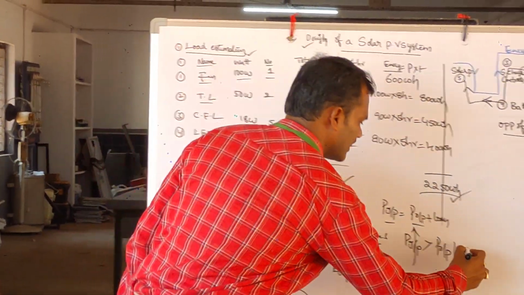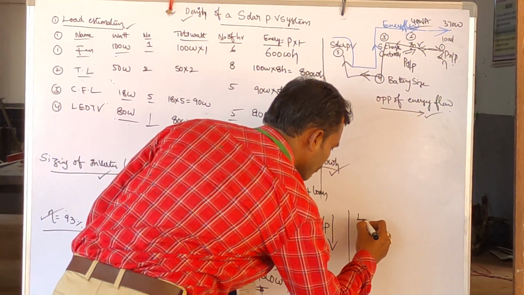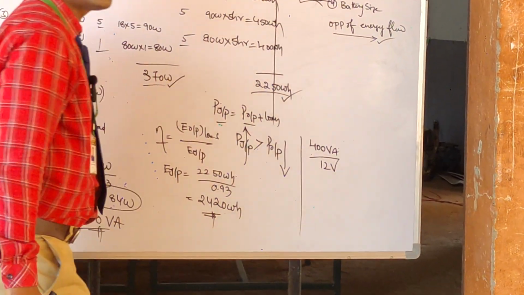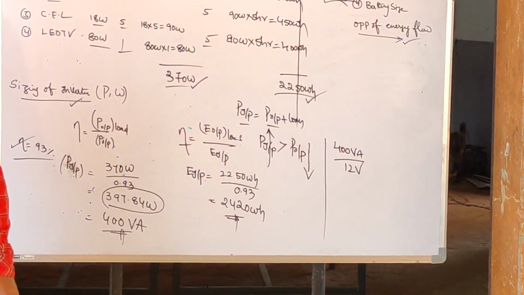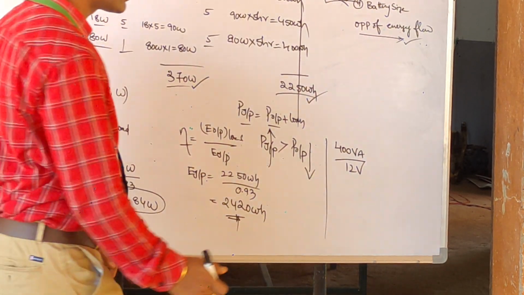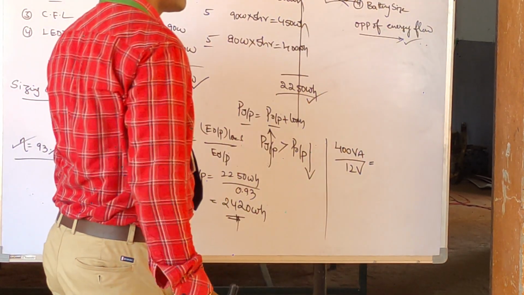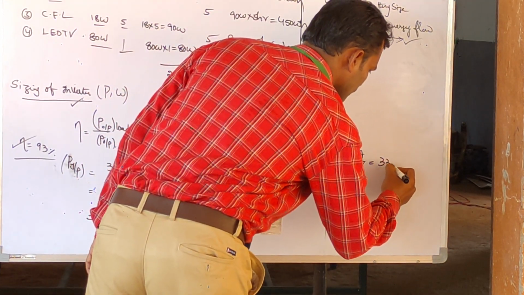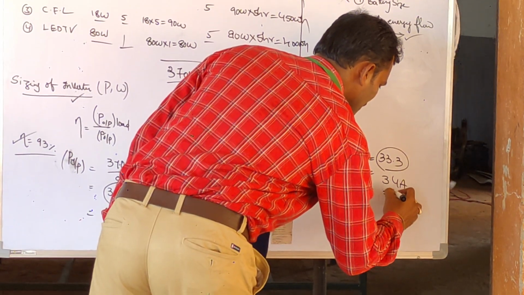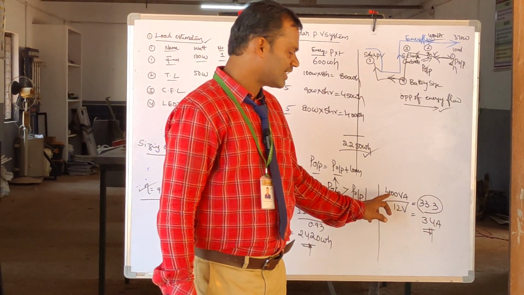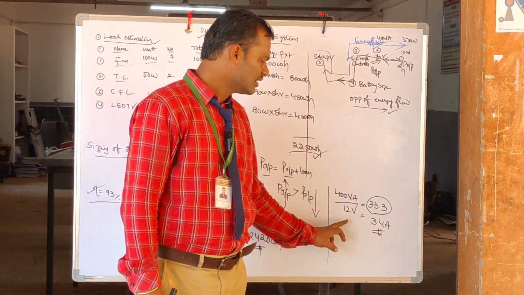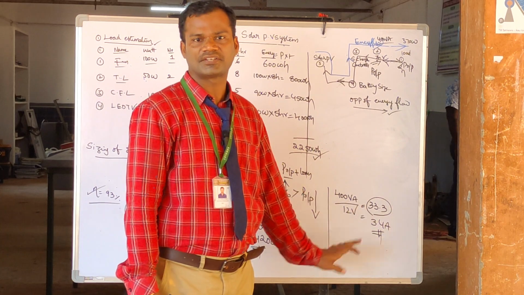Coming to this inverter rating, generally inverters are rated 400 VA divided by 12 volts, because an inverter will have either a 12 volt system or a 24 volt system. So 400 VA divided by 12 volts, calculate the current required: 33, which we can approximate as 34 amperes. So we need to buy a 400 VA inverter on a 12 volt system, in such a way that it can withstand a current of 34 amperes.